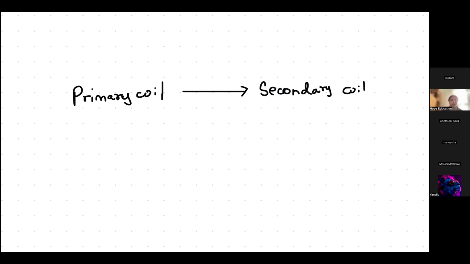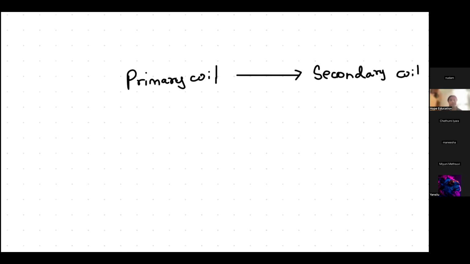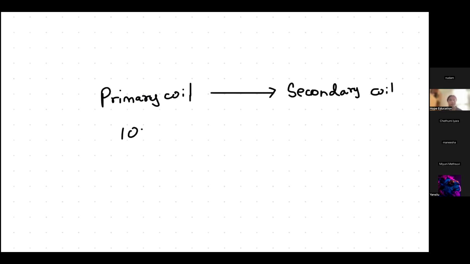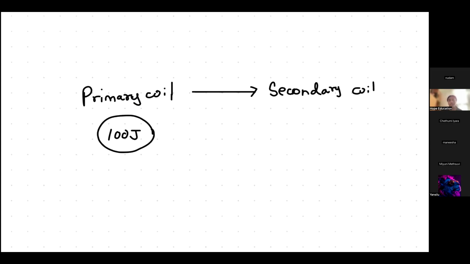Do you remember? Let's say, not electricity, but electrical energy, right? Let's say the electrical energy is 100 joules. The 100 joules of electrical energy might not all reach here. This might only get like 80 joules.